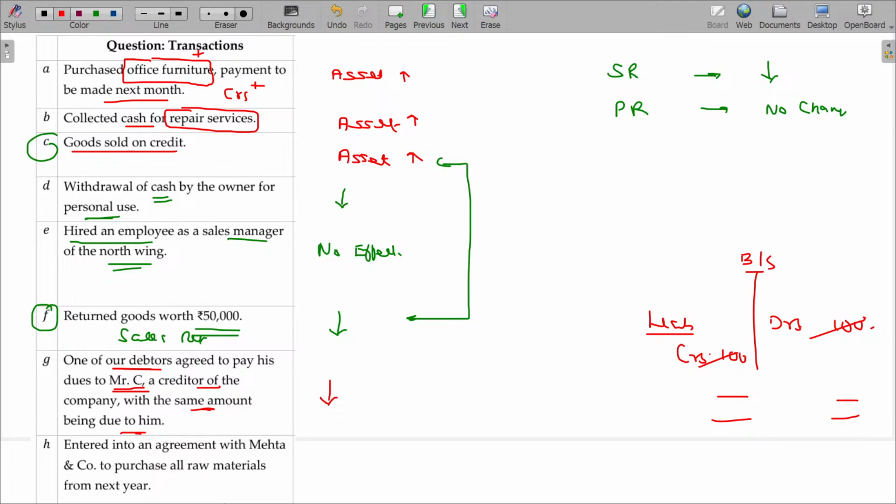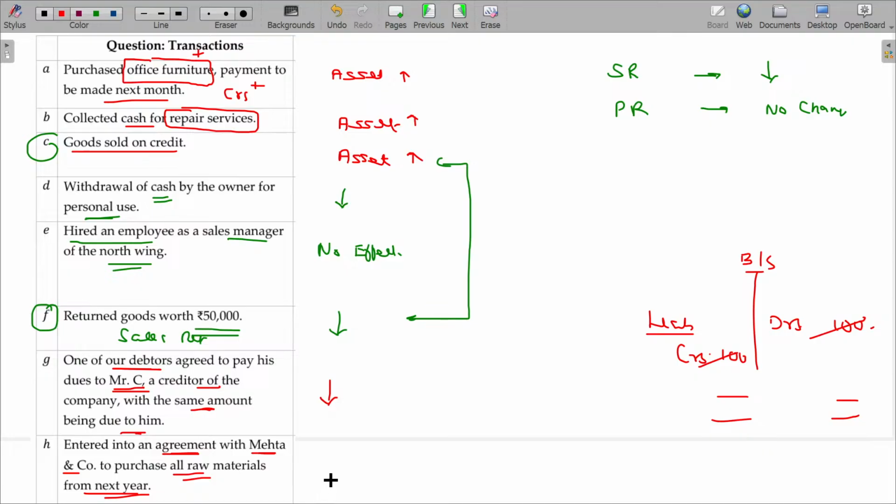Now, entered into an agreement with Mehta and Co. to purchase all the raw materials from the next year. What about the effect? I entered into an agreement to purchase from the next year onwards.